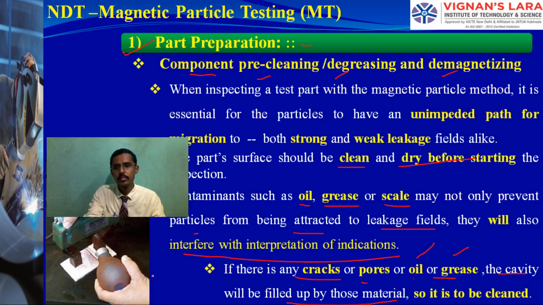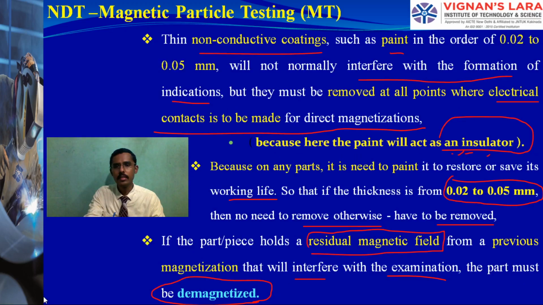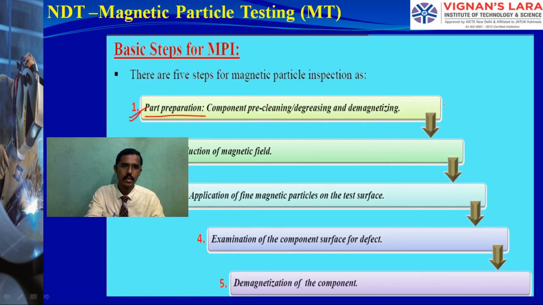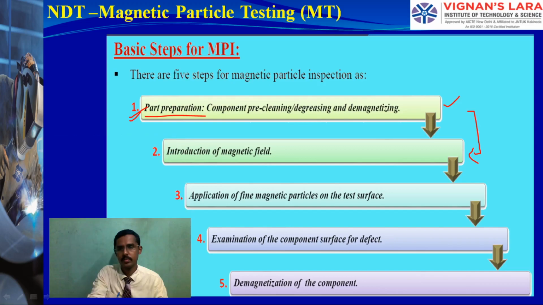Next one. We have understood this first part, what part preparation is. So part preparation we have done, the first one is completed. We are coming to the second one, introducing the magnetic field inside. We are going to increase the strength of the material, so we are introducing the magnetic field on the specimen first. That we do now.